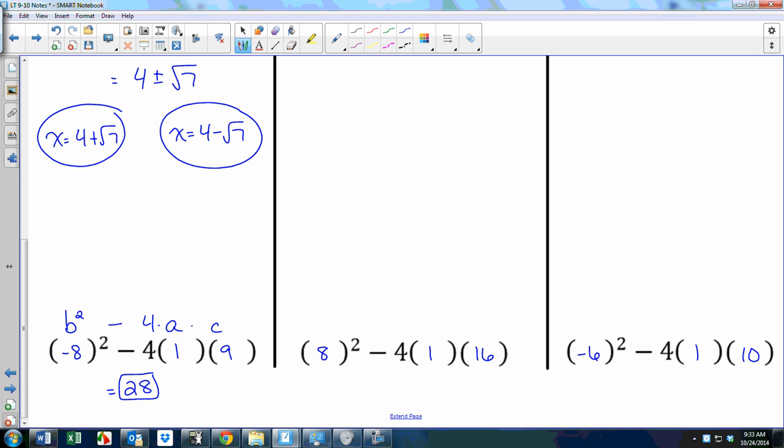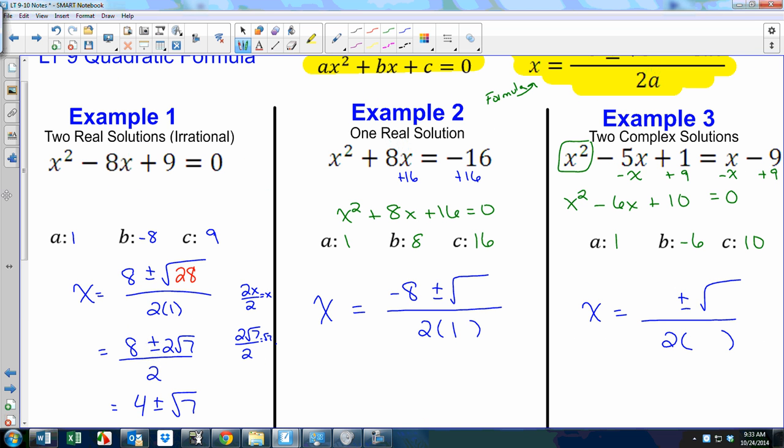And they're already plugged in, A, B, and C. 64 minus 64, you get 0. Or type it in the calculator, you should get 0. And while we're here, let's go ahead and find the other number that's going to go under the square root in the next problem. 36 minus 40, you end up with -4. So at the top, this one should say 0, and this one should say -4.